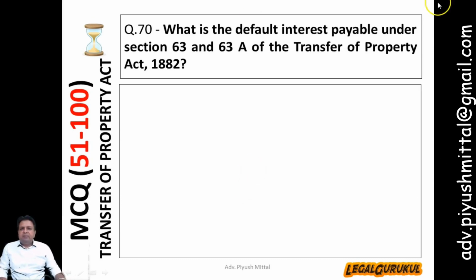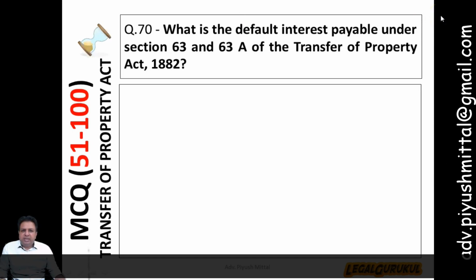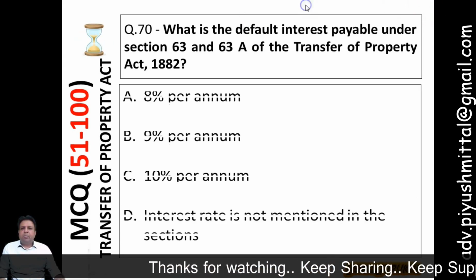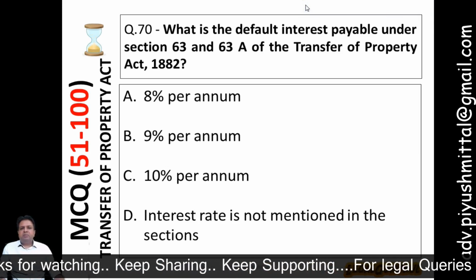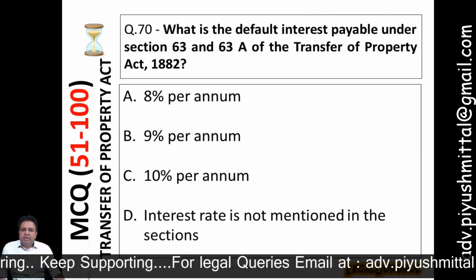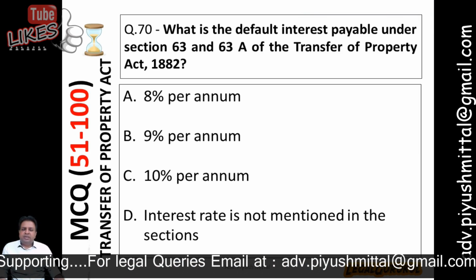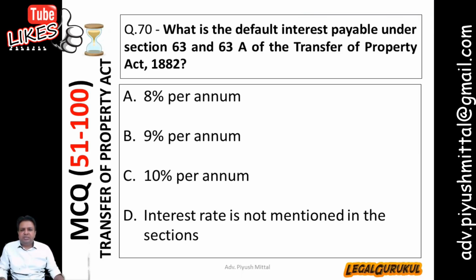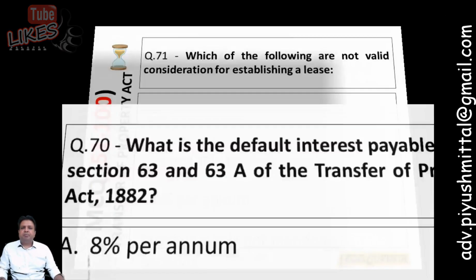Question number 70. What is the default interest payable under section 63 and 63A of the Transfer of Property Act 1882? Option A 8% per annum, option B 9% per annum, option C 10% per annum, D interest is not mentioned in the sections, and the correct answer is B 9% per annum.